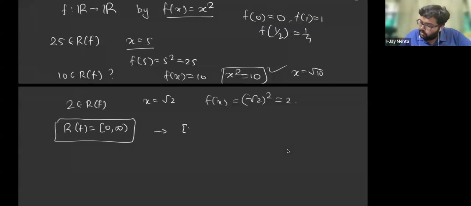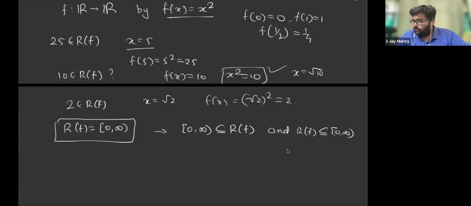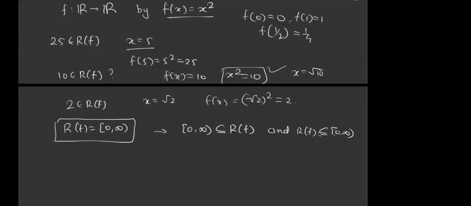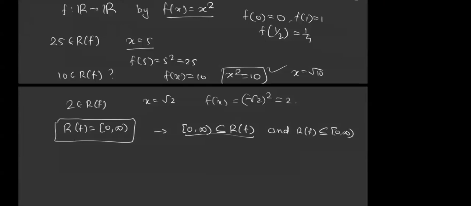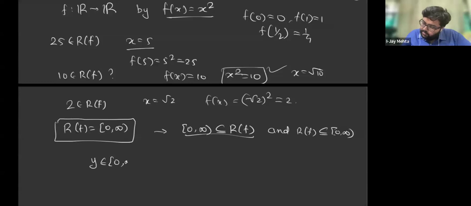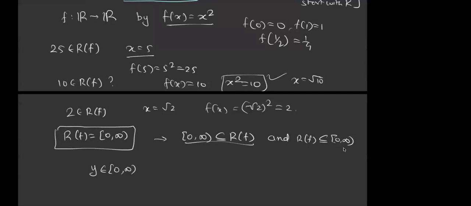For this, I need two things. 0 to infinity is a subset of the range of f, and the range of f is a subset of 0 to infinity. Okay, good. So which one do you want to show first? 0 to infinity is a subset of the range of f. How do we show this? How do we show a subset? We have to take an element from this interval, sir. Okay, so I have taken y belongs to 0 to infinity. What do I have to show? This y belongs to the range of f.